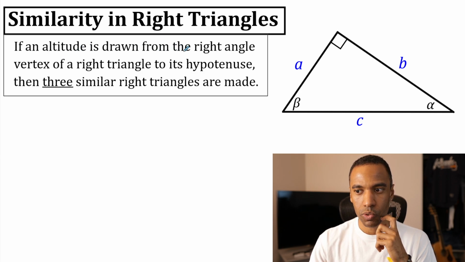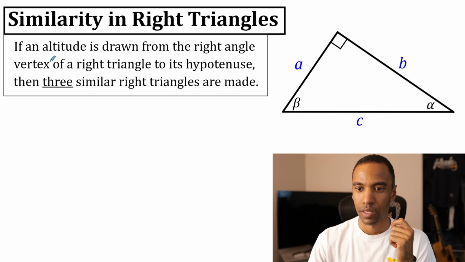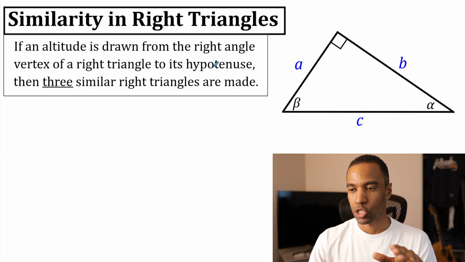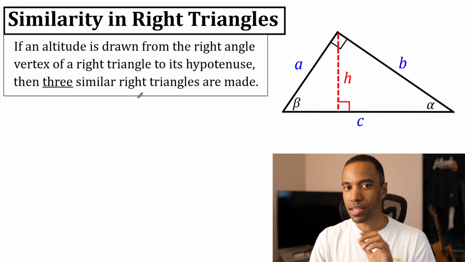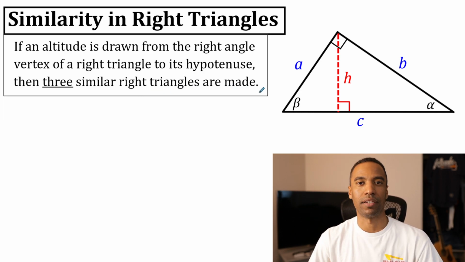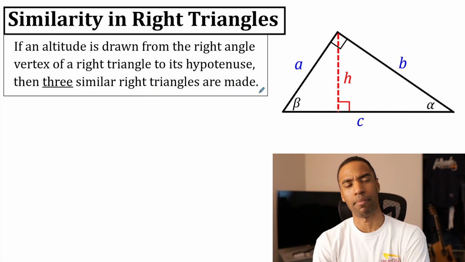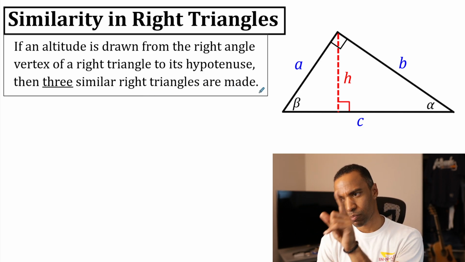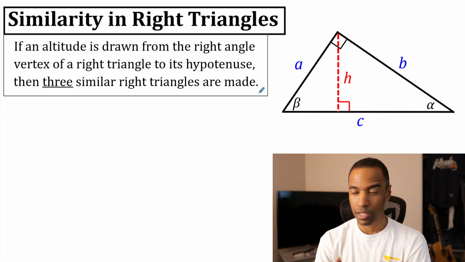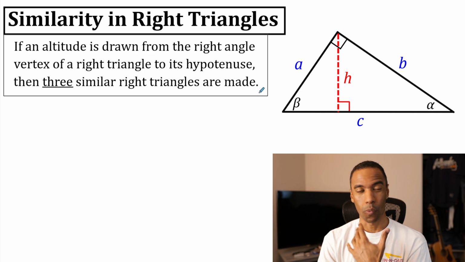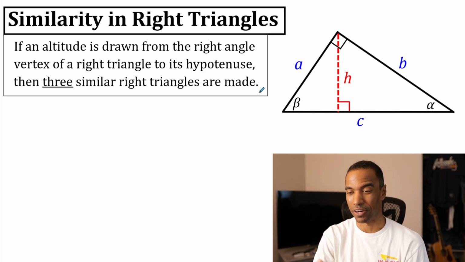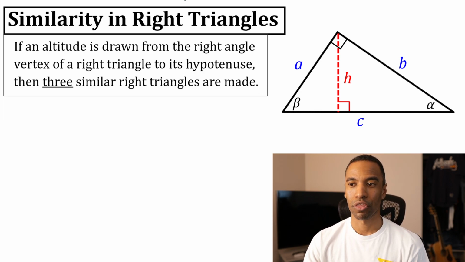So if an altitude is drawn from the right angle vertex of a right triangle to its hypotenuse, so if that's drawn like this, and I call that H right here, then three similar right triangles are made. Well, that is a bold statement, that you make that many right triangles just by doing that. But it's true. Now, the first question besides similarity is, where the heck are the three triangles here in all right triangles? Well, there are three of them, guys.